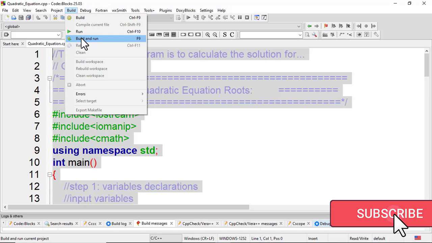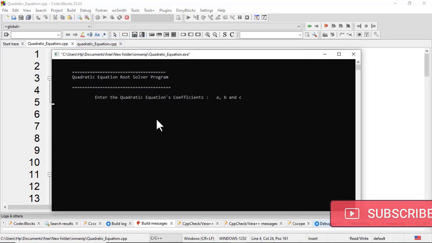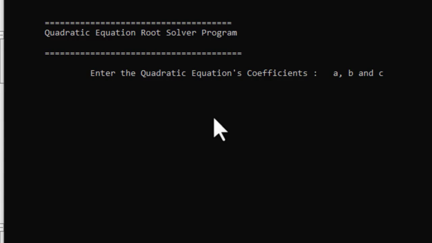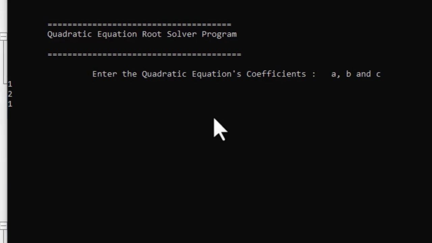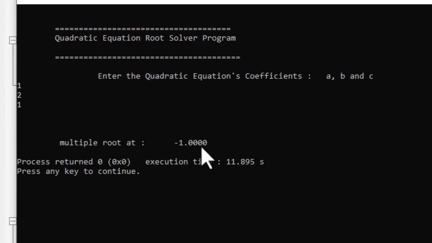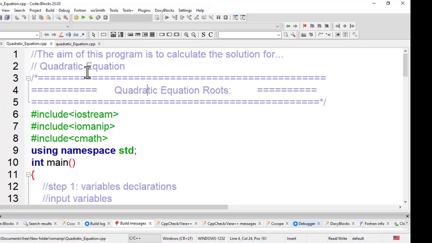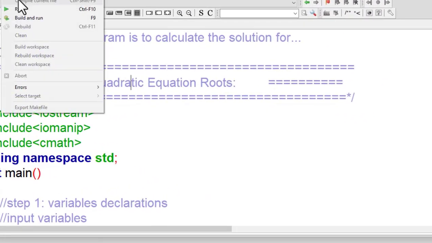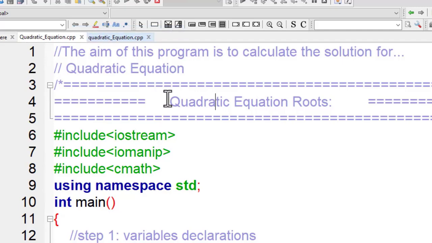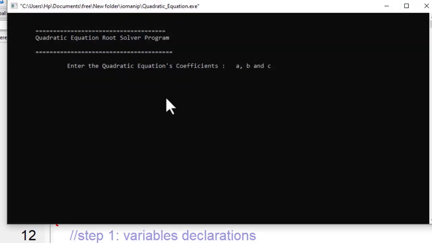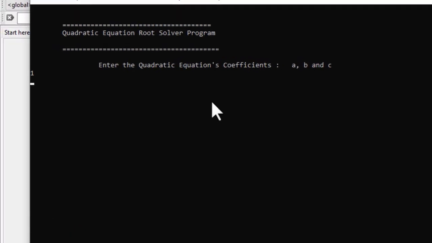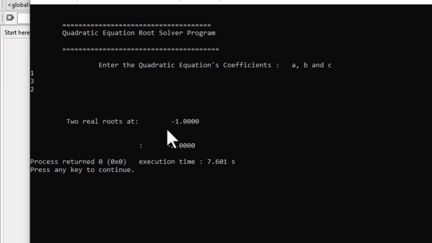Build and run. So enter the quadratic equation coefficients: 1, 2, 1. So multiple roots at minus 1. Then build and run again. Enter 1, 3, 2. So two real roots at minus 1.00 and minus 2.00.